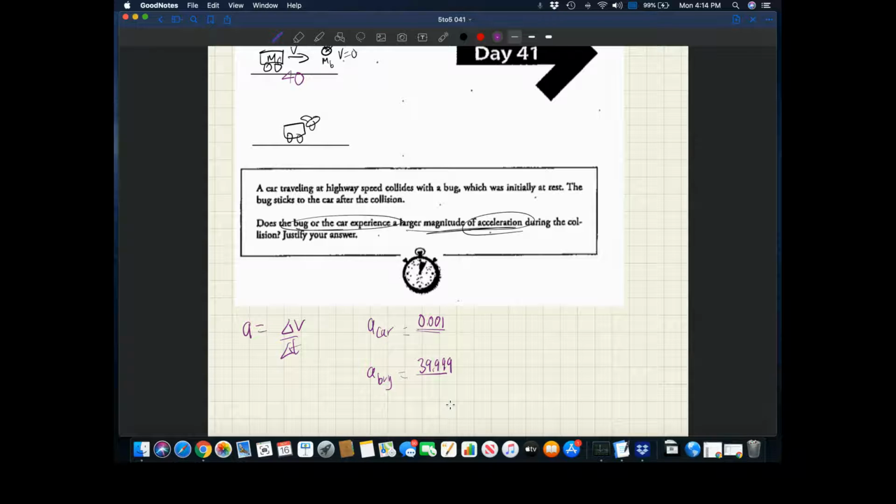And so what about the time? Well, the time that the bug hits the car and the car hits the bug are equal to each other. So the delta t's are equal. So in other words, both of them change their speed over the same period of time, but the bug experiences a much greater change in velocity. Therefore, it experiences a much greater acceleration. So those are our bullets. That's the main concept there, with looking at it straight from a definition of acceleration point of view.